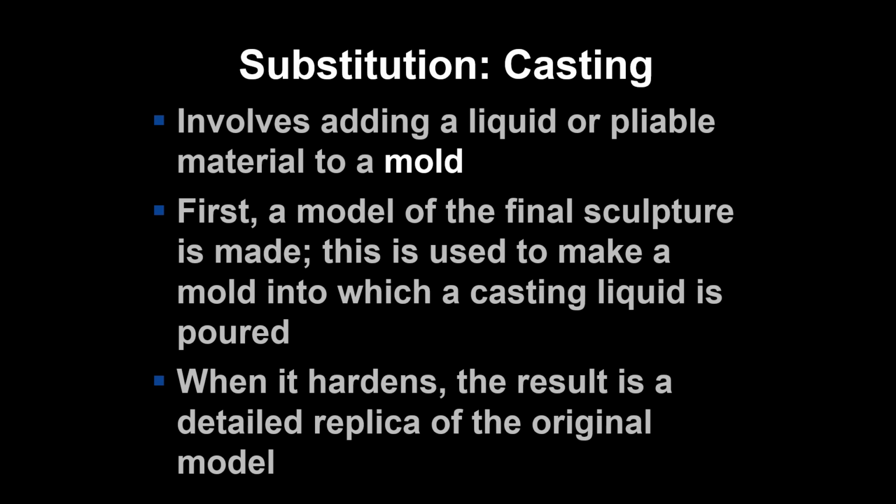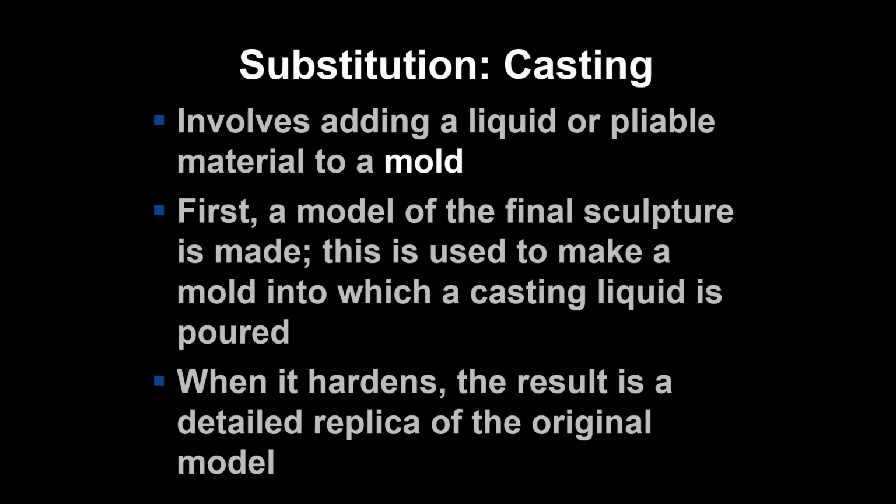Substitution is a form of what we call casting. Casting involves adding a liquid or a pliable material to a mold. So if you've ever poured water into an ice cube tray and then froze the water, you've technically made an ice sculpture. You have used a mold, you have cast a sculpture.